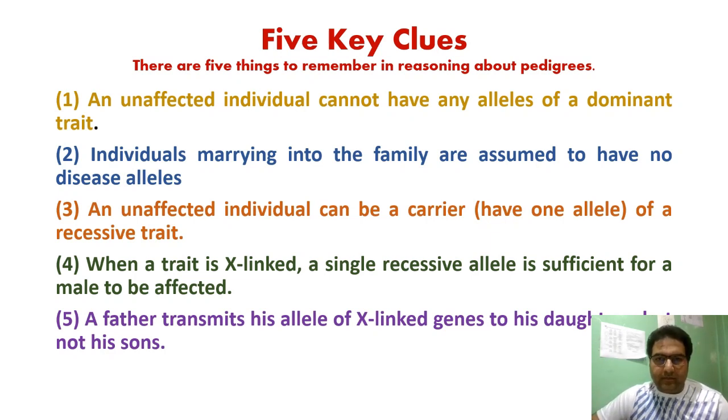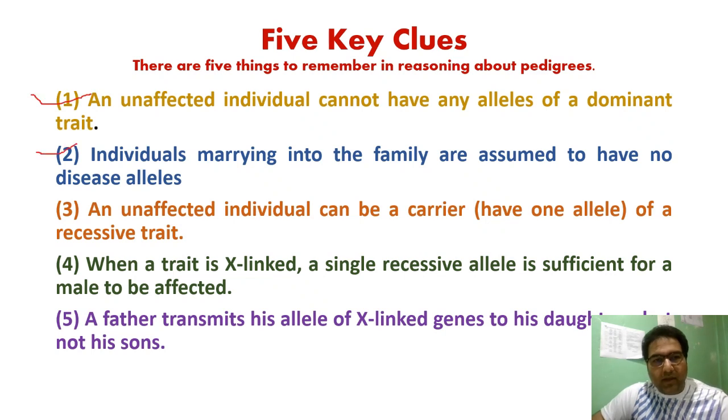If an individual is healthy, he can be a carrier. But if he is diseased, it means he is having a dominant trait. If he is unaffected, it means he is not having any allele for the dominant trait of the disease. This was point number one.